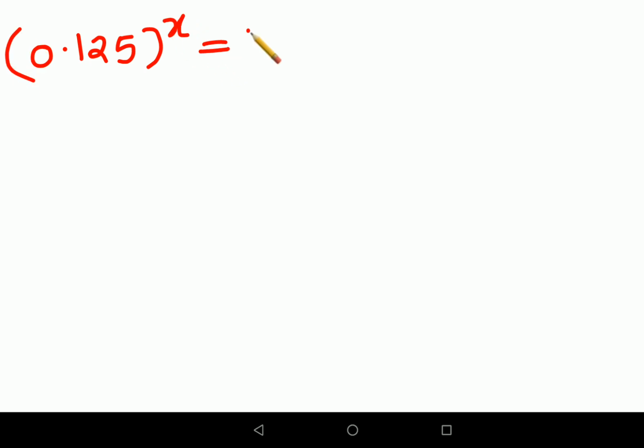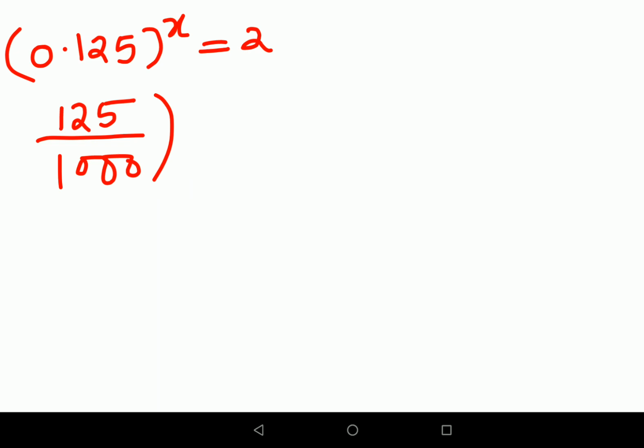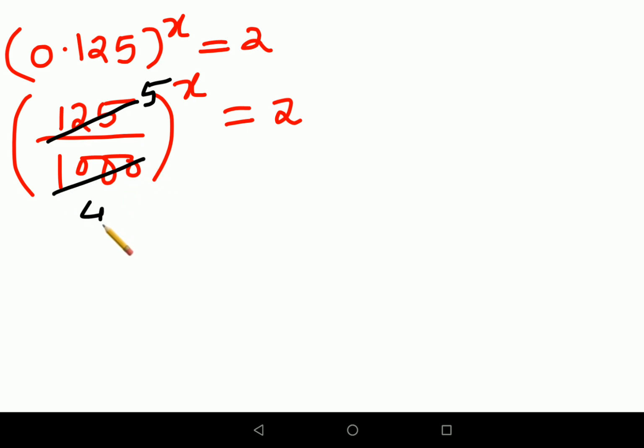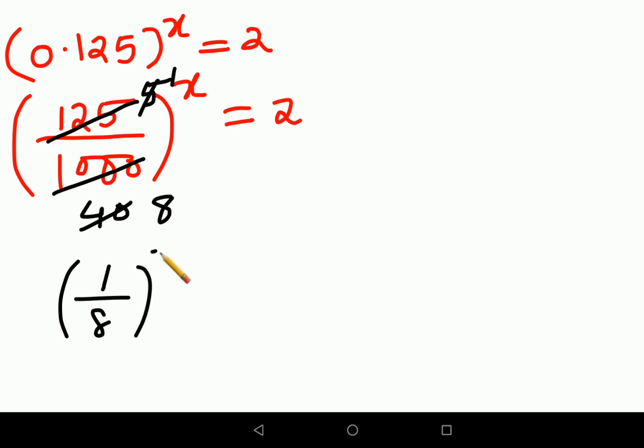So we have 0.125 raised to x equals 2. First thing we'll do is convert the decimal into a fraction. So this comes out to be 125 upon 1000, the whole raised to x, and it is still equal to 2. When you divide by 25, you get 5 on top and 40 on the bottom, and this is 1 and 8. So this eventually comes out to be (1/8) raised to x equals 2.